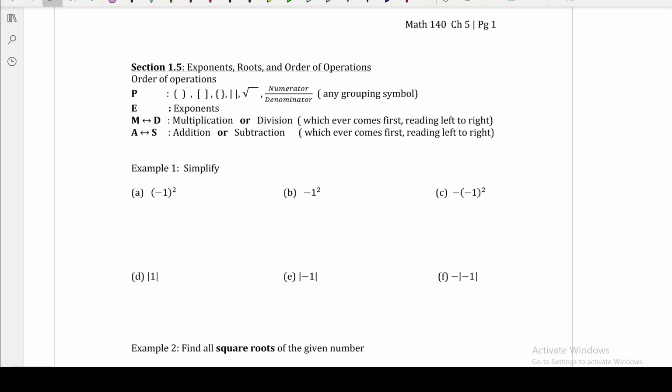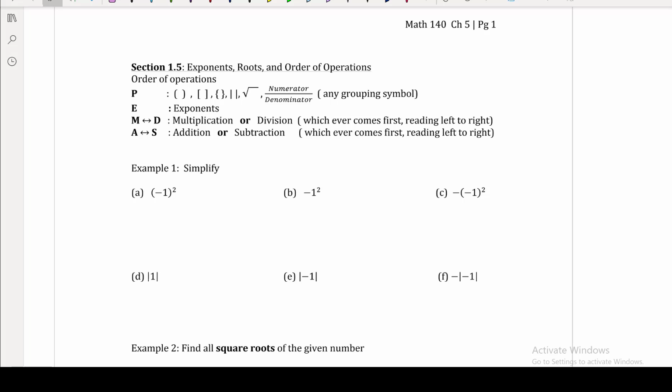Hello, Math 140 students. We are going to pick up on page 1. We are going to actually start in section 1.5. This is to kind of help you review for chapter 5. So in 1.5, we go over exponents, roots, and order of operations.